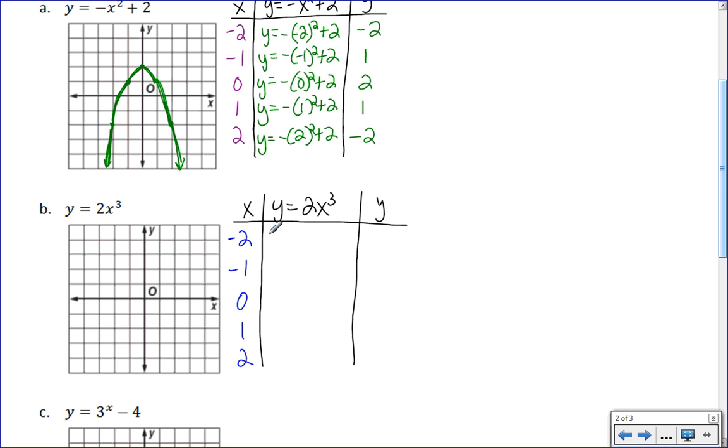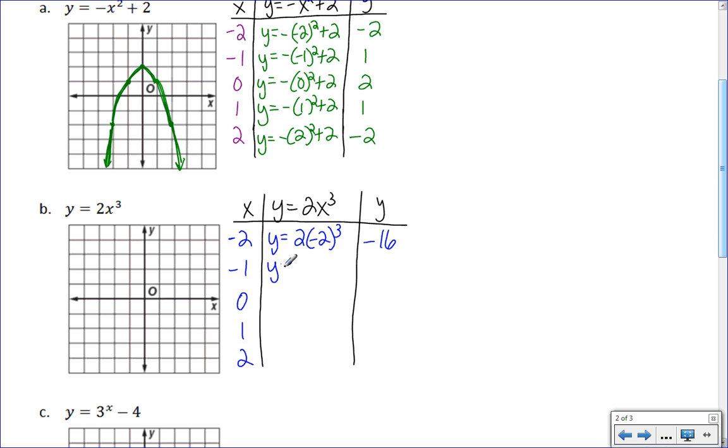When x is -2, we have y equals 2, and then in parentheses, -2 to the third. Make sure that you're doing order of operations correctly and evaluating this exponent first before this multiplication. So -2 to the third is -8, times 2 is -16. So you can see here that this may not be the best point to use, because this is definitely not going to fit on this little graph here. Let's see what we get for the other values of x, though.